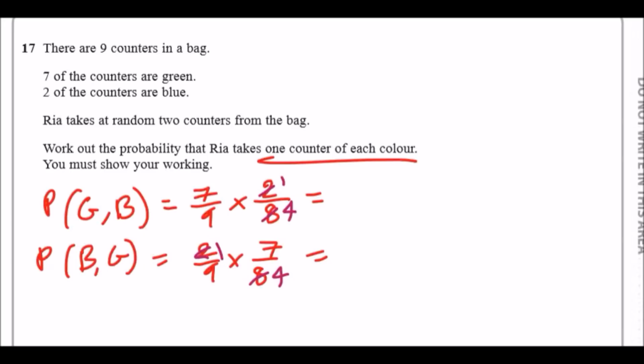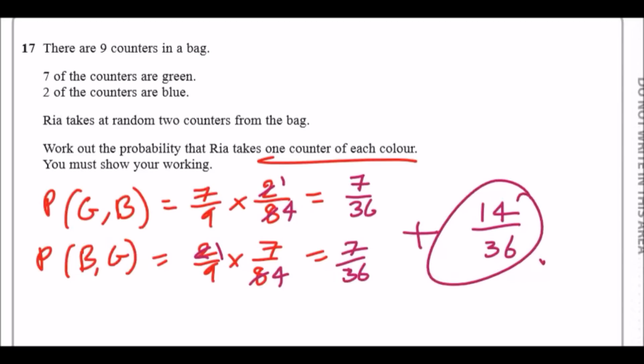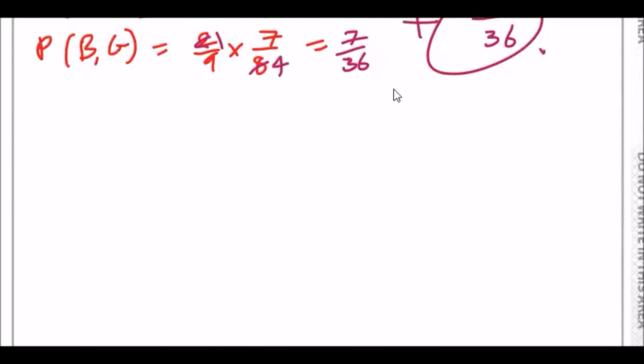So 2 times 7, 2 times 1 is 7. 9 times 4 is 36. And this will probably give you the same result. And thanks to the law of total probability, we just add up the final result, which will give us 14 out of 36. Done. Very, very easy question.